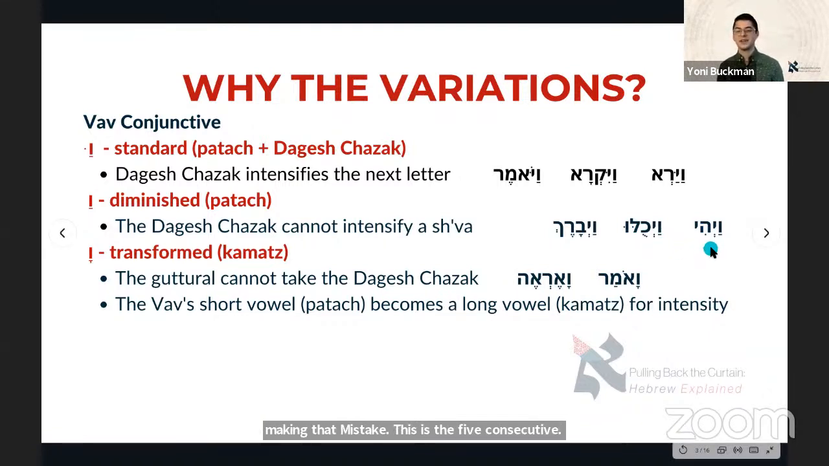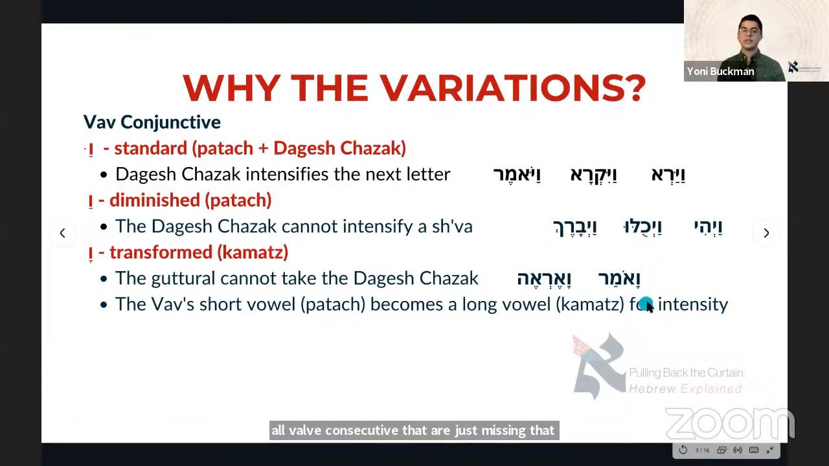Okay, so the Vav consecutive, like in the word vayehi, this does not take a dagesh in the yud because of the shava that's under the yud. So when the next letter following the Vav consecutive has a shava, it cannot take a dagesh chazak because the dagesh chazak intensifies the sound. Because this isn't a real vowel, it cannot be intensified. And so you just get rid of the dot, right? So the dagesh chazak just disappears. And so you have these vayihi, vayechulu, vayivarech. These are all Vav consecutives that are just missing that dagesh chazak.